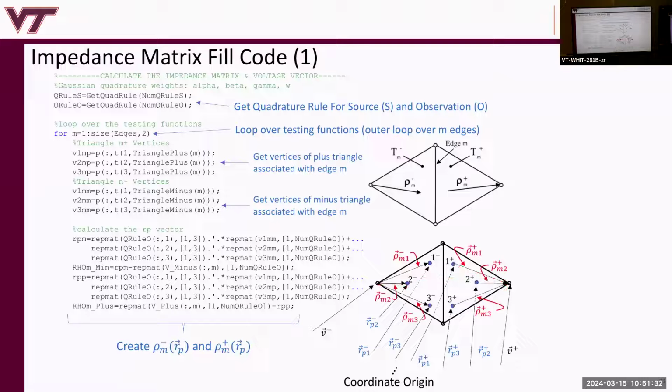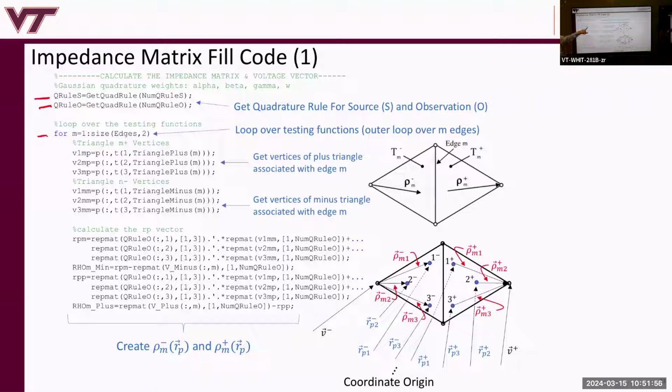Okay, good. So how do we do that in code? First thing we do is use that function I showed you earlier to get the Gaussian quadrature rule, the table that has the alpha, beta, gamma, and the W. Then we loop over the testing functions first, from m equal to 1 to the number of edges. And the first thing we do is we get these vectors here.